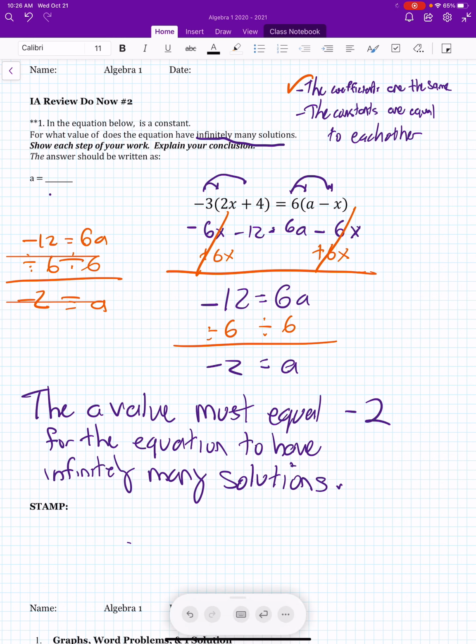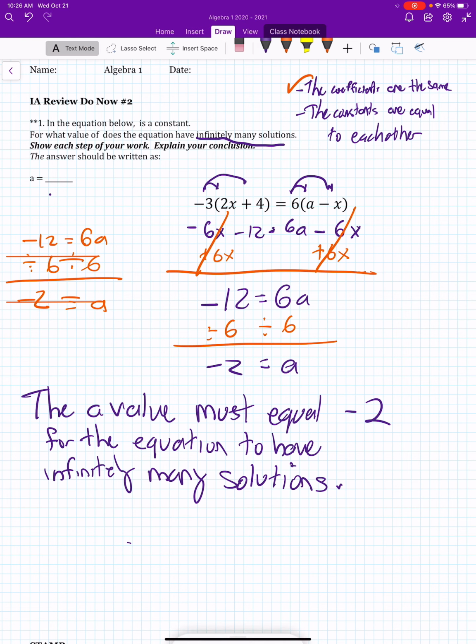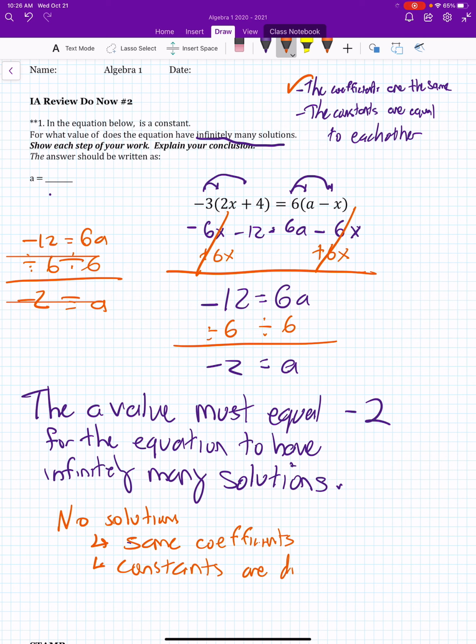In addition, my next question I always ask you all, what does a need to equal for it to have no solutions? The only difference between infinitely many solutions and no solutions is when we have the same coefficients, but the constants are different, meaning the constants are not equal to each other. Meaning a can be anything besides negative 2.